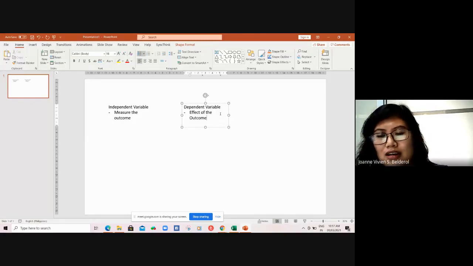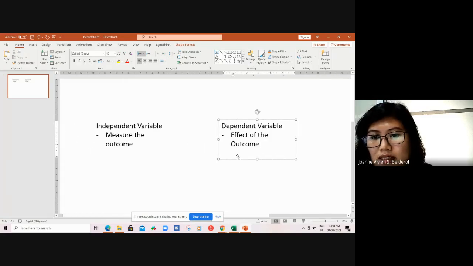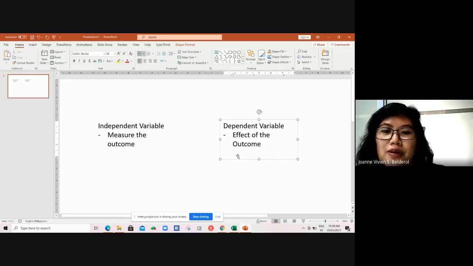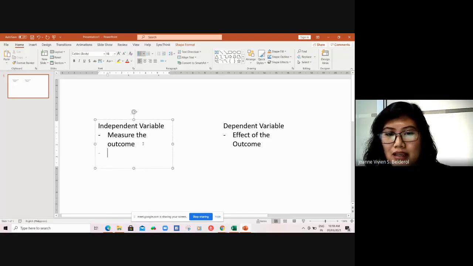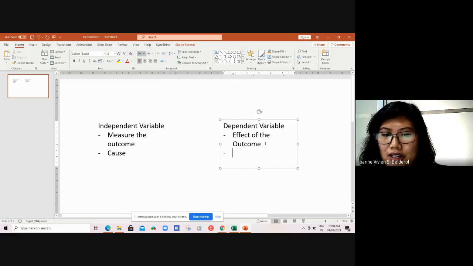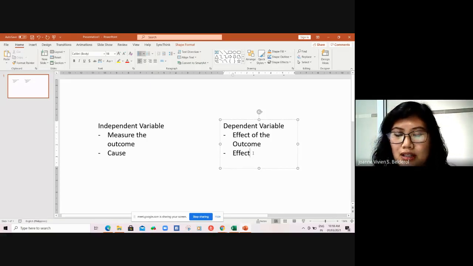Okay. So, think about this. We call it the dependent variable because it depends on the independent variable. So what you really have to remember in identifying independent and dependent variables is that the independent variable is actually the cause and the dependent variable is the effect. So what your classmate said is partly right, that the dependent variable measures the effect.